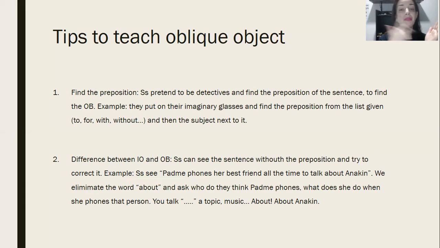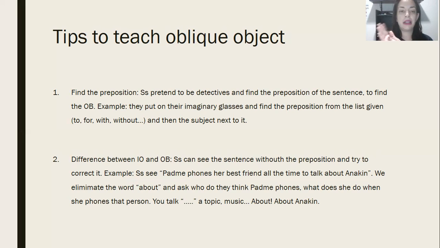Okay? And then tip number 2 would be the difference between the indirect object and oblique object. They can be confusing when the oblique object talks about a person. Let's remember that it can be a noun, and a noun can be a place, person, thing, idea. So in the sentence, I eliminate the preposition and students have to correct it.